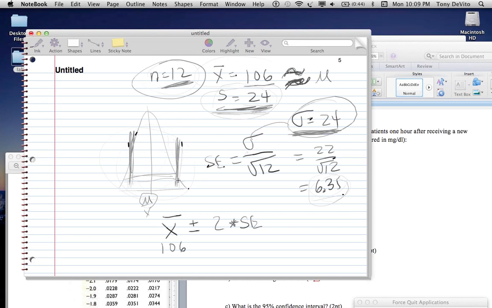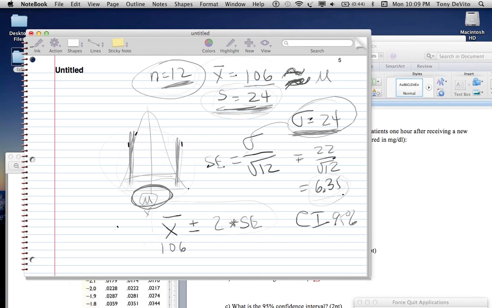Another way I could look at it is that I can be 95% certain that the real population mean is between these two numbers. In other words, I can have a confidence interval that tells me I'm 95% sure that the population mean is within this number and this other number.